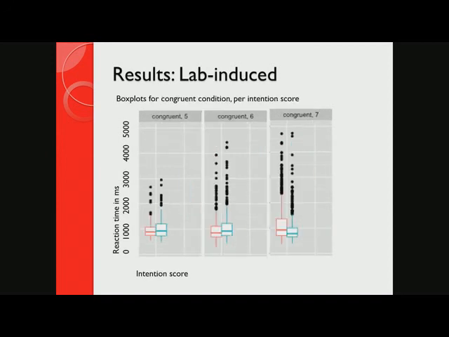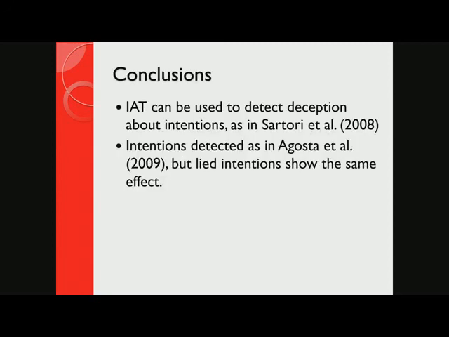And then if you look in the congruent condition, for the 5s and the 6s, the truth tellers are a bit quicker than the liars, which is what we would have expected. But then for congruent 7, the liars are a lot faster than the truth tellers. So I think that's purely an effect caused by the liars who rate themselves a 7, so I really, really intend to do that, just being really, really fast. I think they're just more motivated, and they're just sitting there pressing the buttons like crazy.